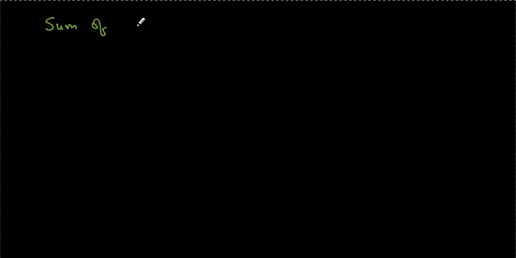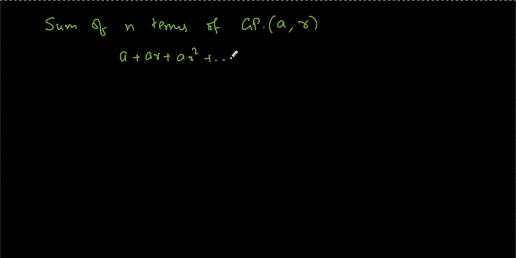Sum of the first n terms of a GP. Let us say the first term is A and the common ratio R. So the first term is A, plus AR, second term, third term AR square, and so on. Nth term would be AR power n minus 1. Let us denote this sum by Sn.